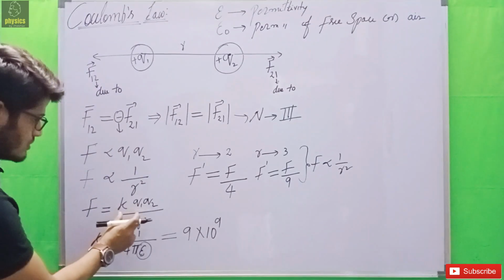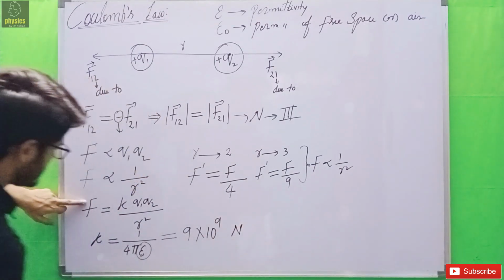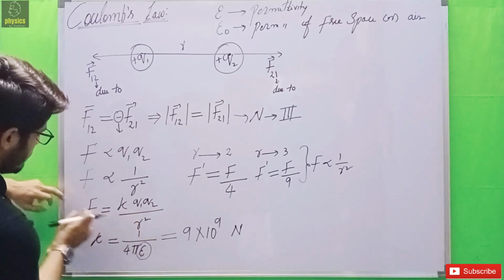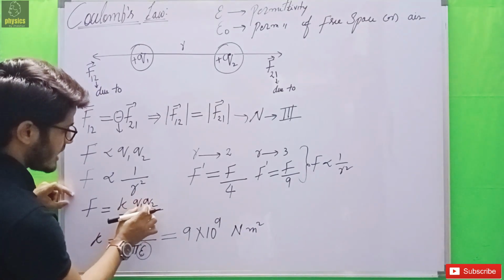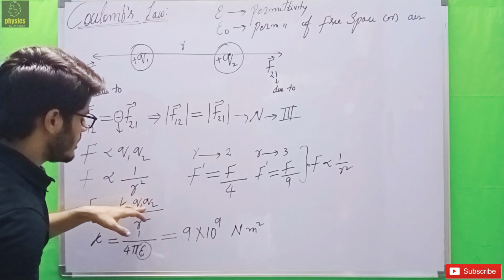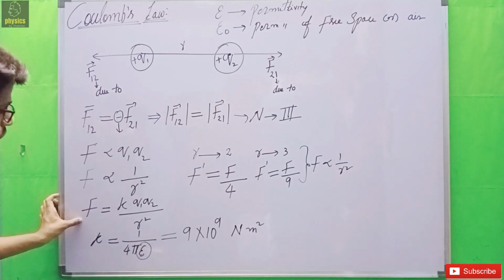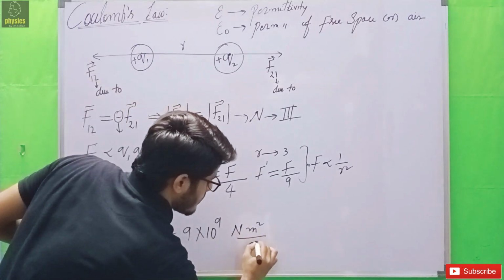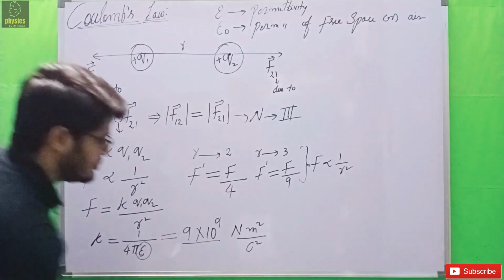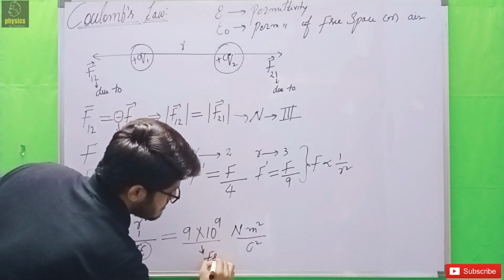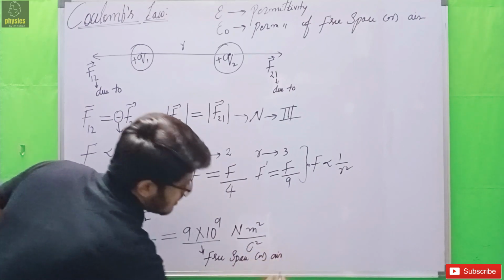To find out the units, we'll use this expression. F is force, so that is newtons. Then meter square will be here, and Q and another Q. Charges we measure in the SI unit, Coulomb, so Coulomb square. If I send it to the other side, it will be Coulomb square in the denominator. This is the unit for K, and this is the magnitude for free space or air. They're almost equal.